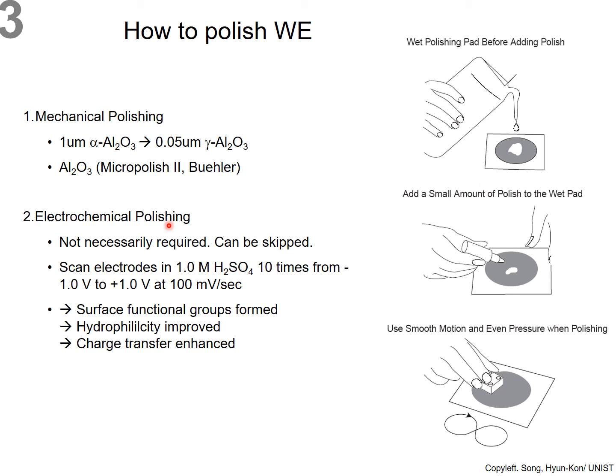Let's go to the second method, which is electrochemical polishing. This electrochemical polishing is not necessarily required, and you can skip this step. Scan electrodes in 1.0 molar sulfuric acid 10 times from -1 volt to +1 volt at 100 millivolt per second. That's it. By using the electrochemical polishing, you can form surface functional groups on the surface of the electrode, and then the hydrophilicity of your electrode is improved. As a result, charge transfer kinetics is improved.